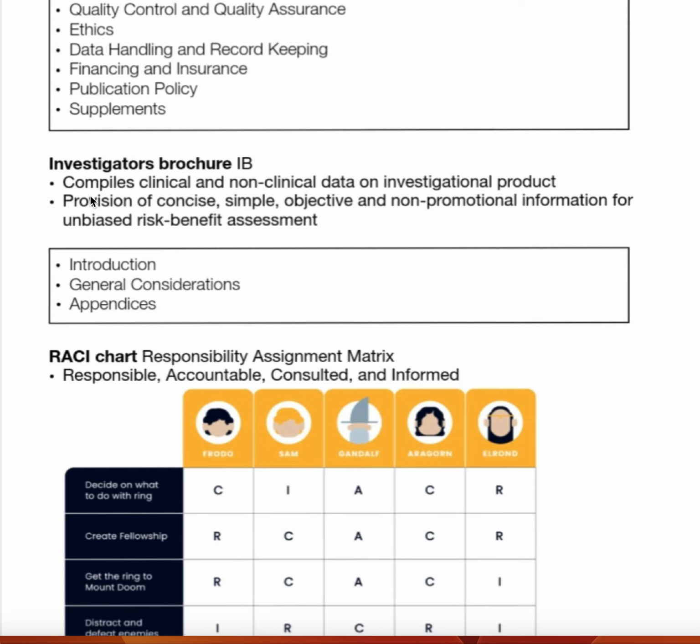And then we have something called the investigator's brochure, which compiles clinical and non-clinical data on the investigational product. So it should have clinical and non-clinical data on the investigational product, and provide concise, simple, objective and non-promotional information for unbiased risk-benefit assessment. It should contain an introduction, then the general considerations, and then the appendixes.